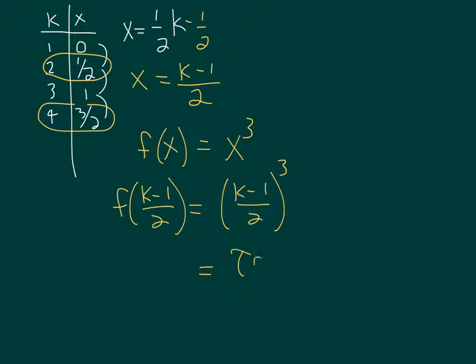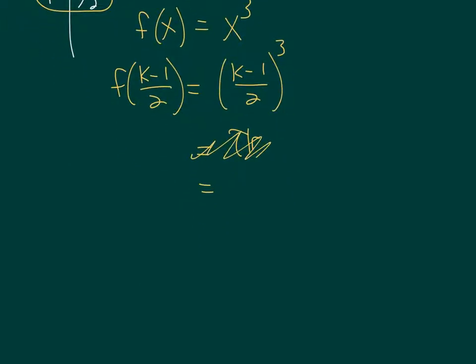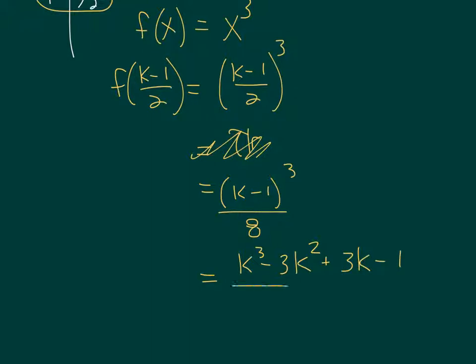So for the top, we're going to have k minus 1 cubed, and on the bottom, 2 cubed is 8. So this is going to give us k cubed minus 3k squared plus 3k minus 1. And again, you can multiply that out if you have your doubts.